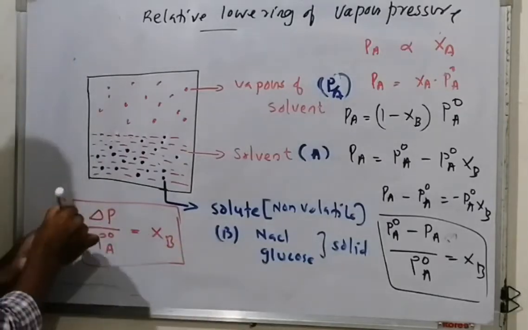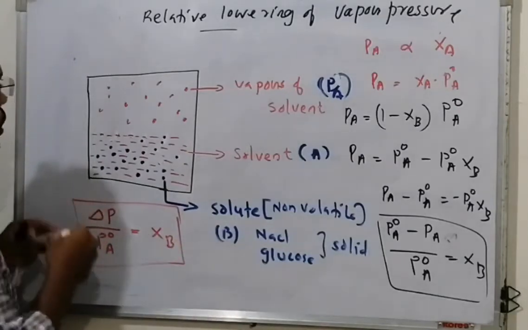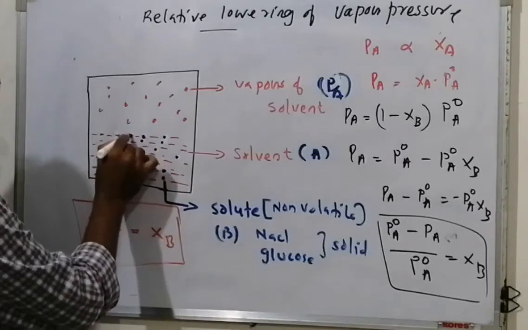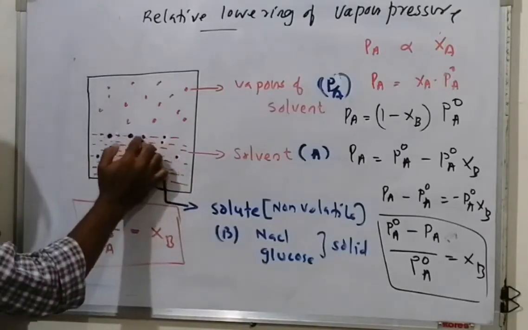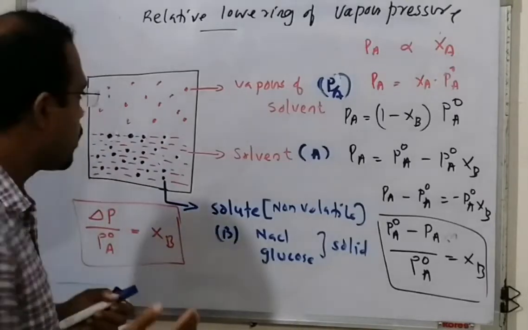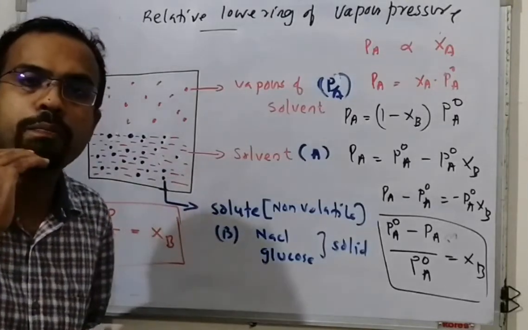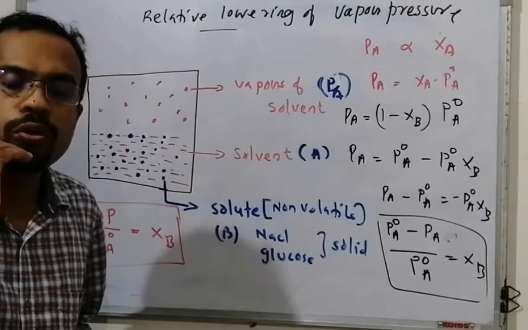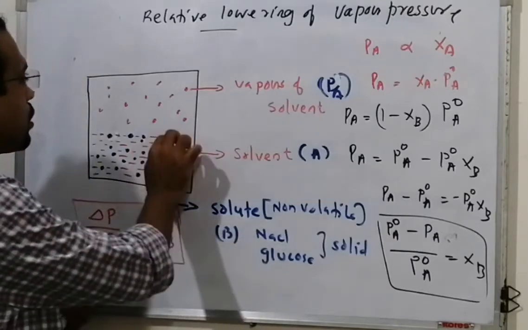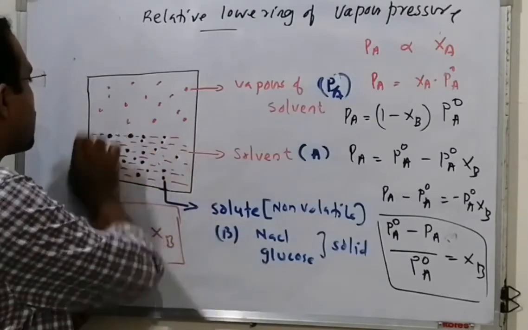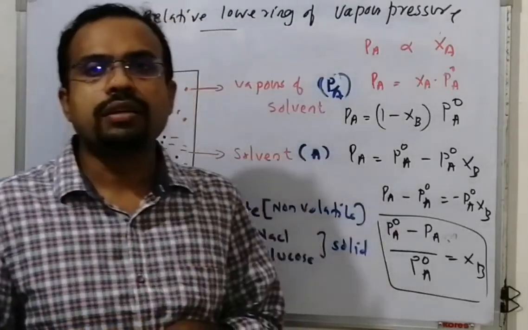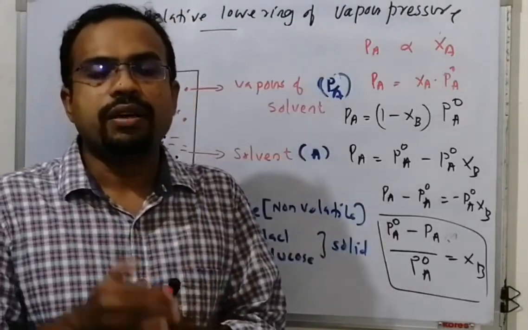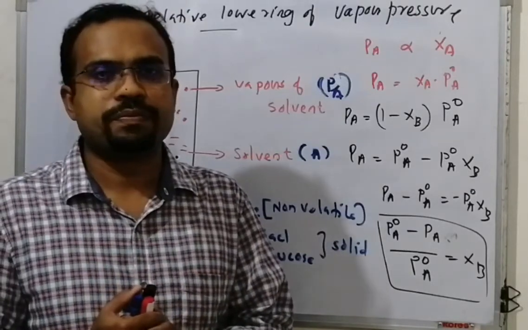But if there is a solute, some solute will occupy some positions like this. This solute will not move away from here. Therefore, it permanently blocks those routes for vaporization. Now only this much can be vaporized. Therefore, when the number of solute particles increases, vaporization decreases and vapor pressure will decrease.